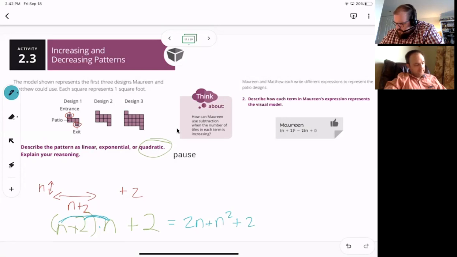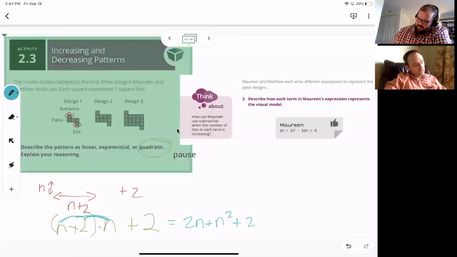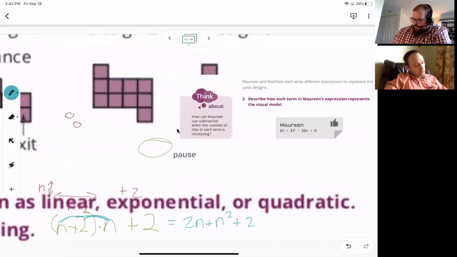Oh, I see what Maureen did. I think this is like a Mr. Carlson move. Totally is. So she squared off the shape. If I look at this design, tell me if this is what she's doing. Did she square off the shape like this? Yes, she absolutely did. Okay.